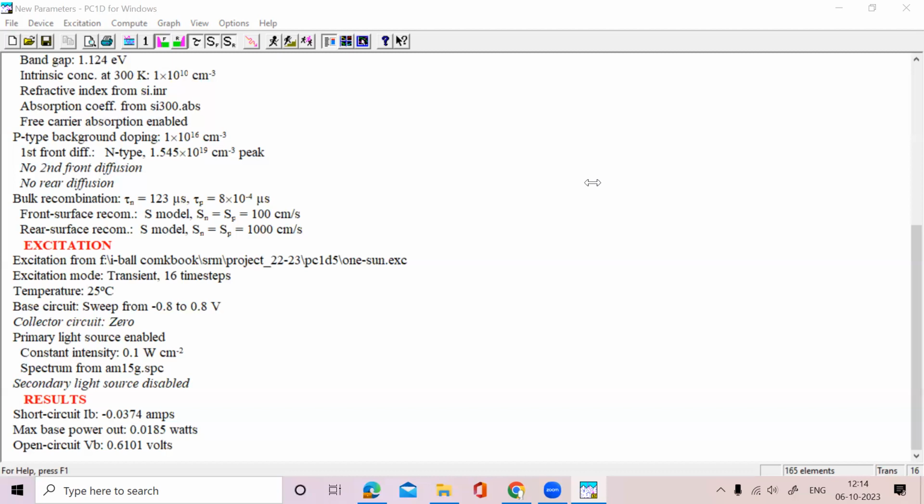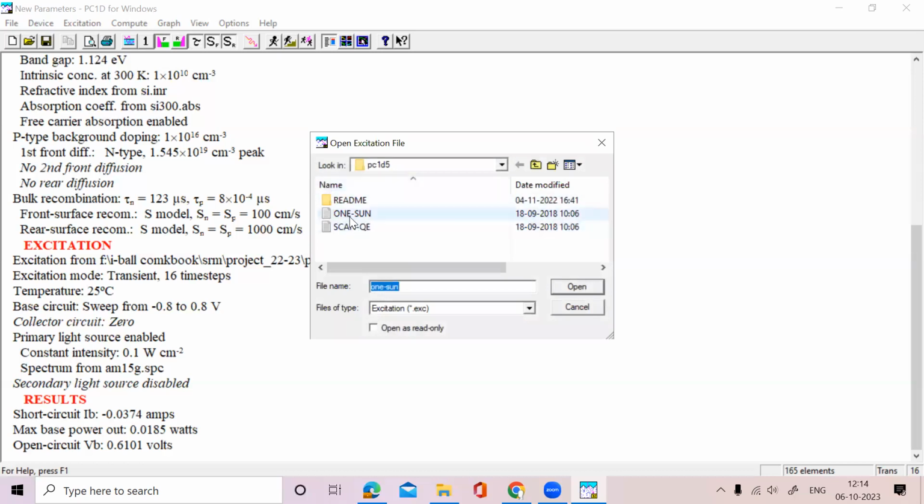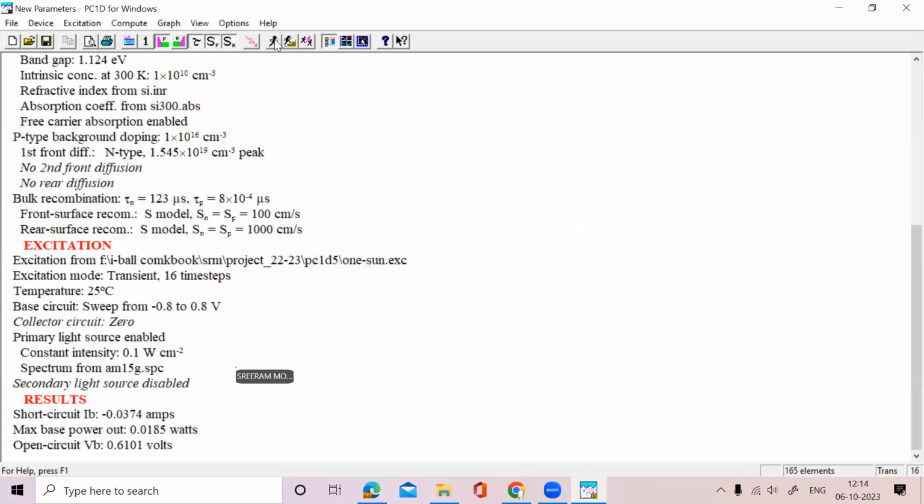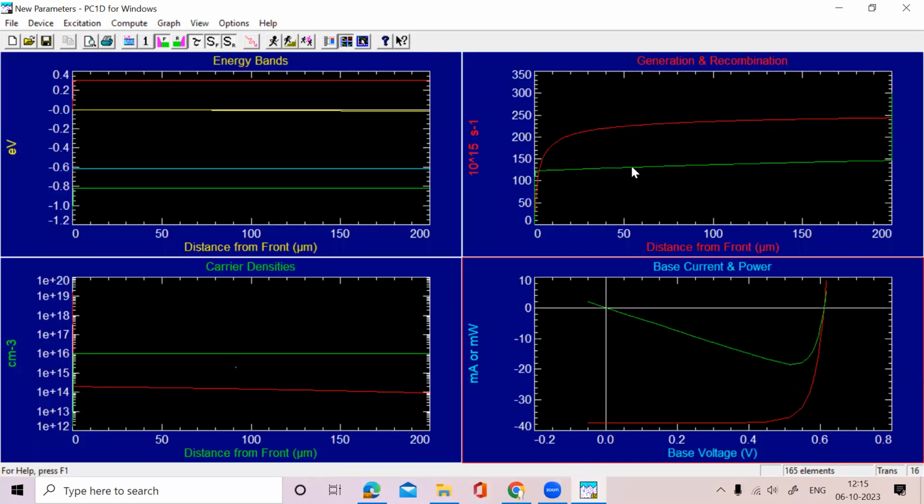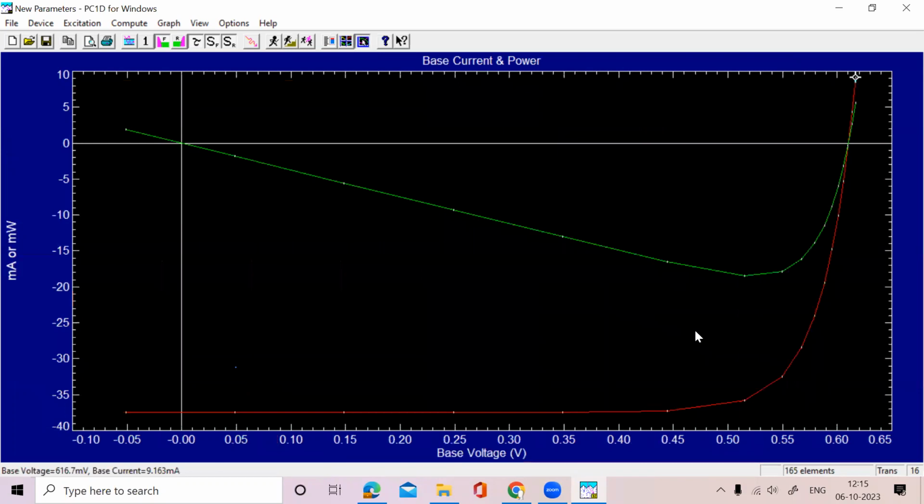Sir, how will we see the output? Okay, I will tell again. Don't worry. First, in the excitation, you go to this. You first select one sun. Open. After that, run. You can see the output there, and also you click this graph. 4 graphs are there: the energy bands, carrier densities, generation recombination, and also IV. It's okay? Thank you, sir. Got it. Okay.